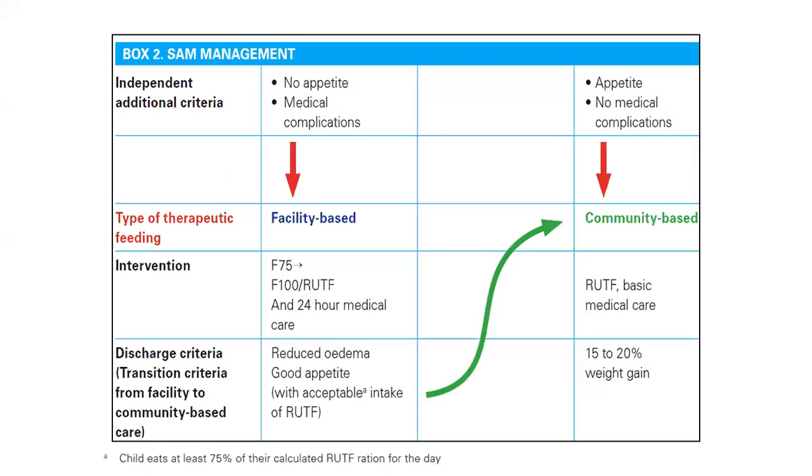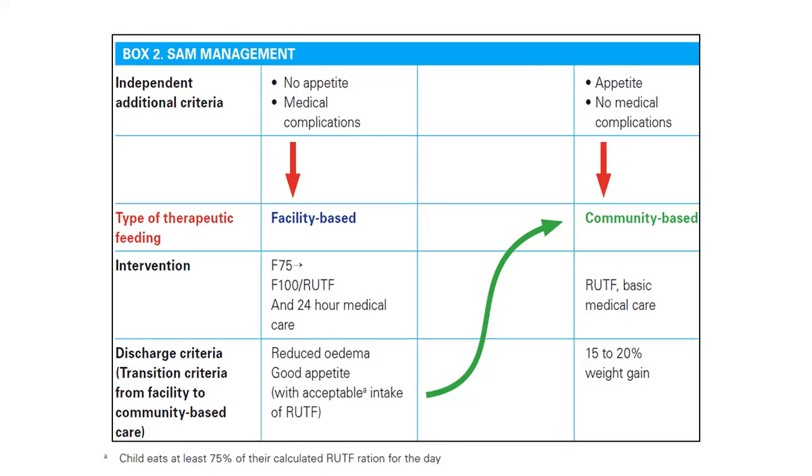So management of severe acute malnutrition, if we summarize it in one box, we can say if there is any independent or additional criteria, if the child has no appetite, and if the child has associated medical complications, then the child should be managed in a facility and should not be allowed to go home. Firstly, we should start with the F75 diet.